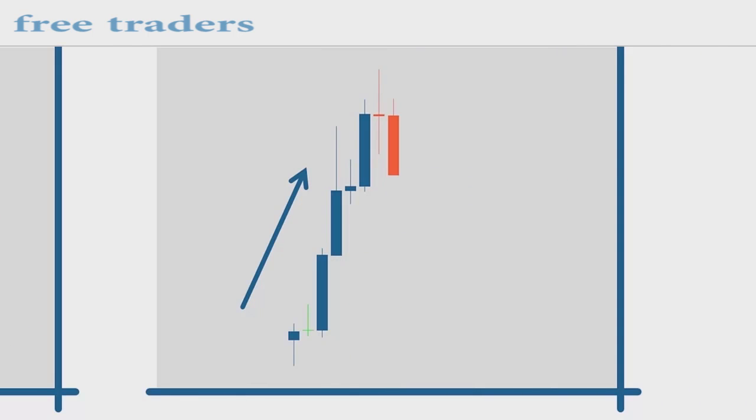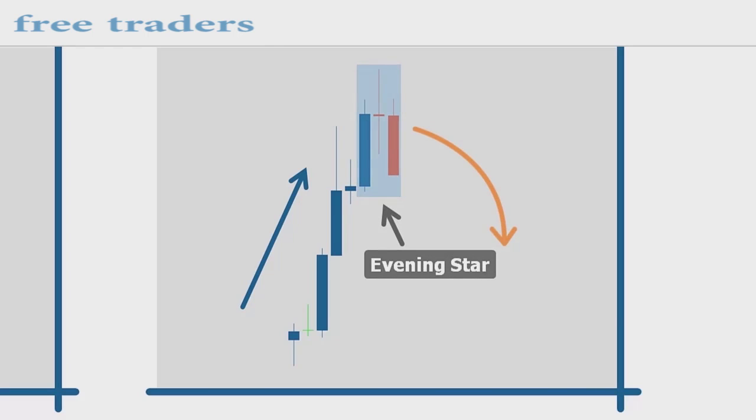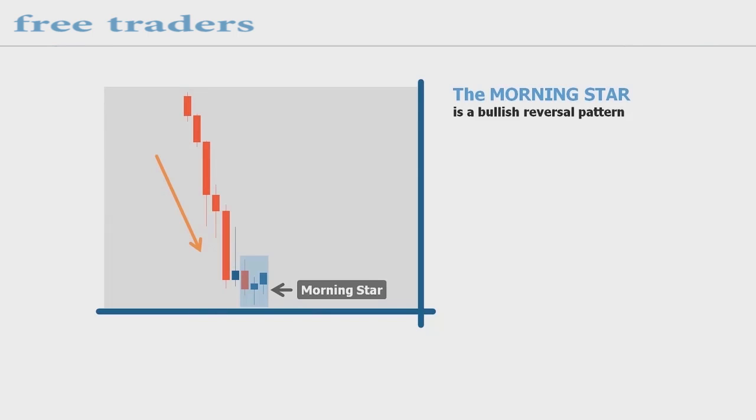The evening star is the bearish counterpart of the morning star pattern and appears after an uptrend. It indicates a high probability of price moving to the downside. Let's have a closer look at the characteristics of a morning star pattern.